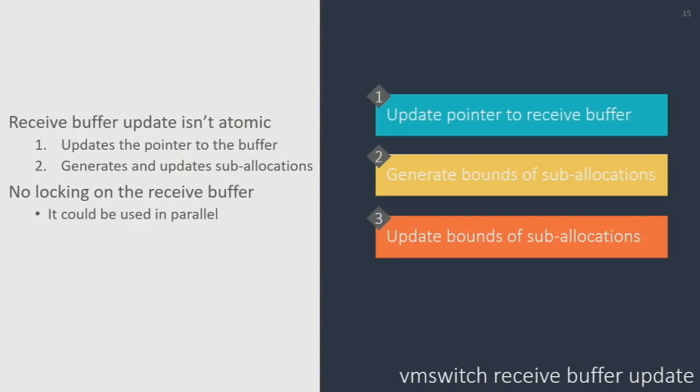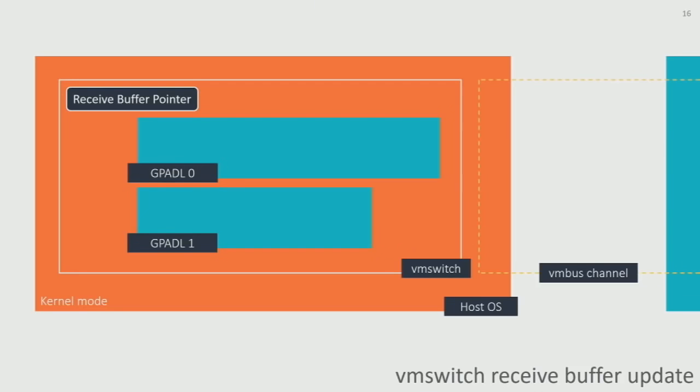The thing is, as mentioned before, the host OS is also responsible for generating sub-allocations into that receive buffer, and then sending them back to the guest OS. And so that's actually what the second step is: generating that list of sub-allocations inside of the receive buffer. And then the third step is to actually update those sub-allocations. And so it might not seem like a huge deal, but if you take a look at how this works, let's assume that we have gpadl0 and gpadl1 both mapped in the host OS.